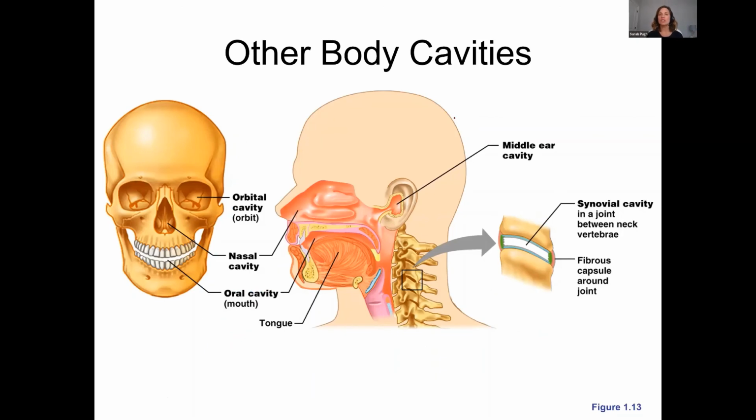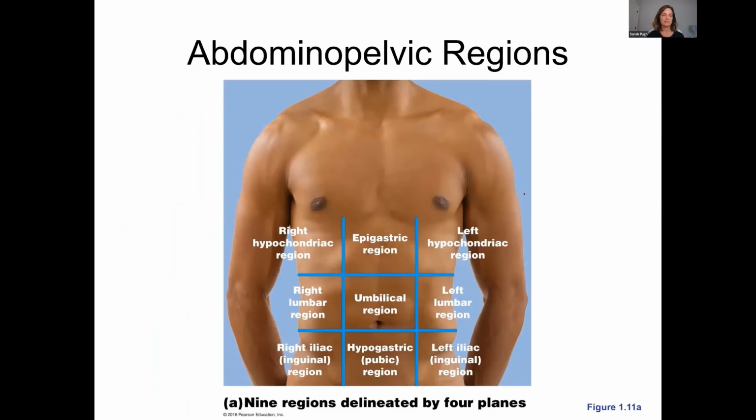Here are just some images of these cavities, right? We can see our nasal cavity, right? We can see the oral cavity. Even they're showing you here a synovial joint in between your vertebrae. It's got some fluid in there. All right, and then I feel like there are a couple of slides that are missing.